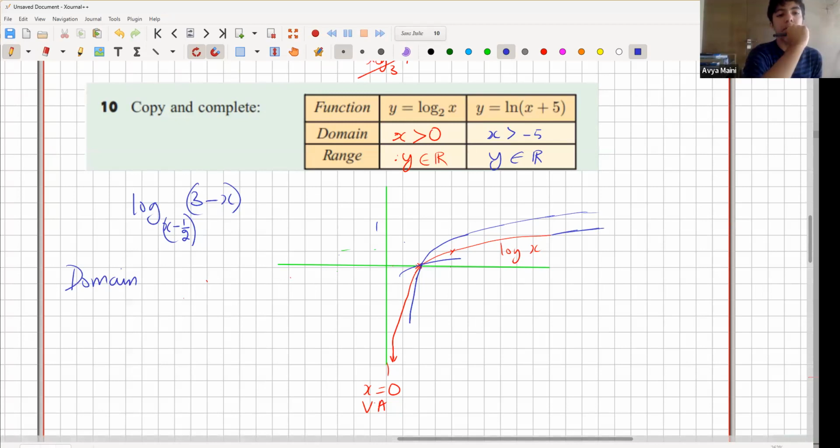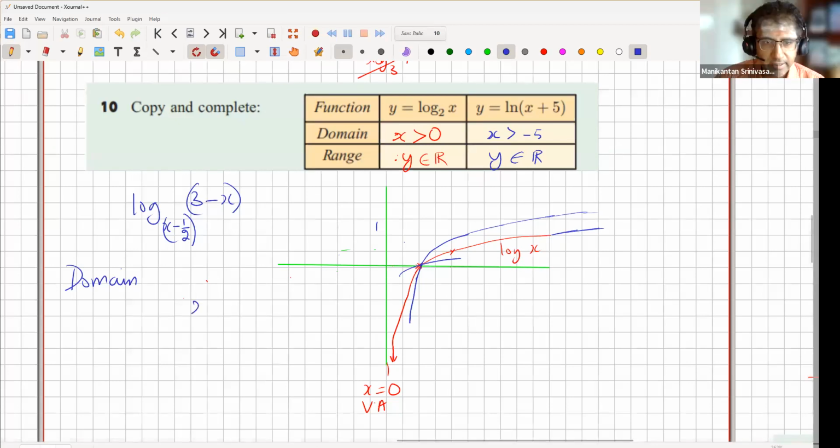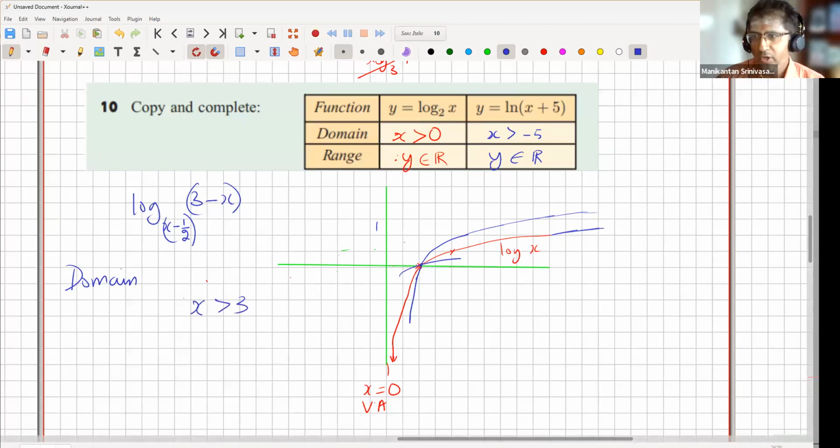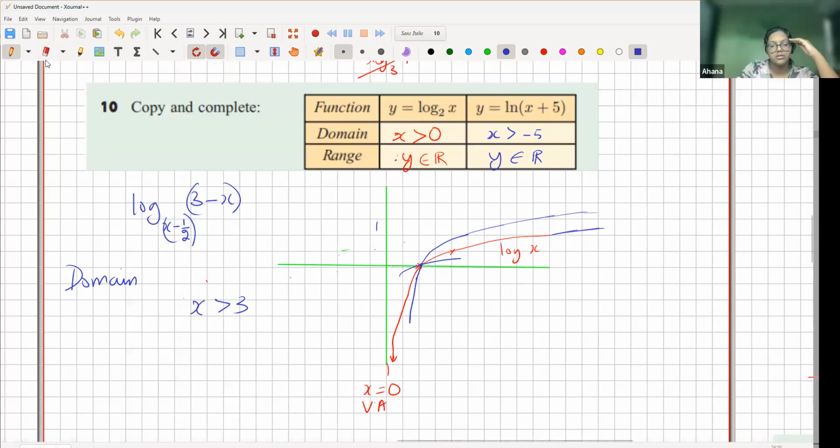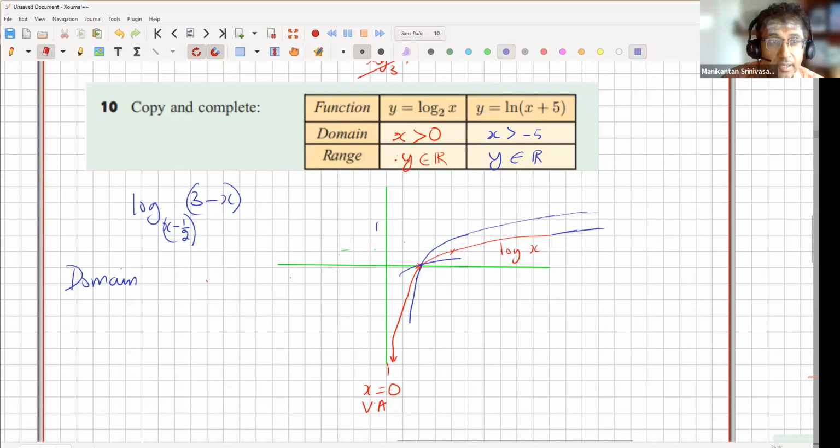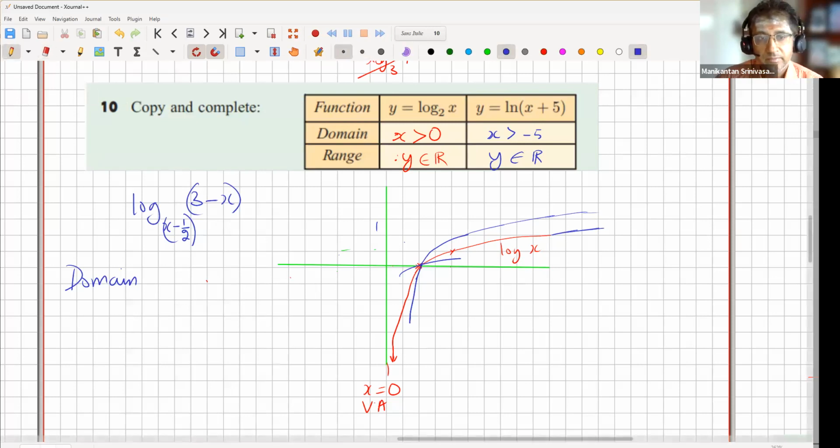So x is greater than 3. Put a value for yourself. If x equal to 4, then I have log of minus 1. Is it even defined? The log of minus 1. Sorry. So x is less than 3, my bad. Okay. But x can't be 3 by 2, and it can't be 1 by 2 either.